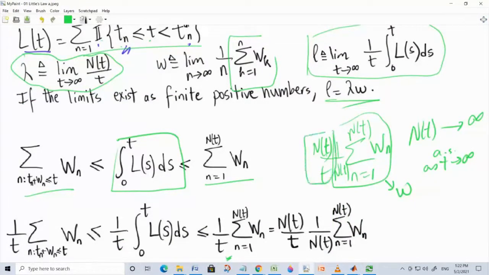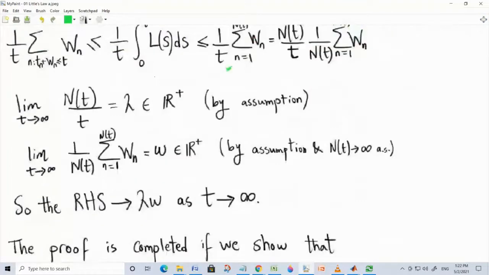What about N(t) over t? By definition, it will be lambda. Again, we are assuming that both are finite positive numbers, so we don't need to worry about one of them being zero and the other being infinity. Under this assumption that every limit here exists and is a finite positive number, the upper bound will converge to the product of lambda and small w.